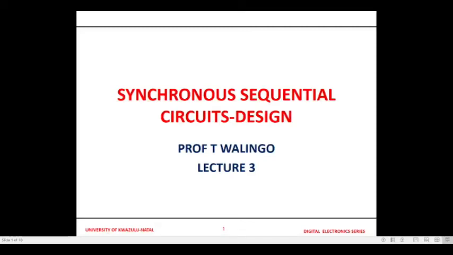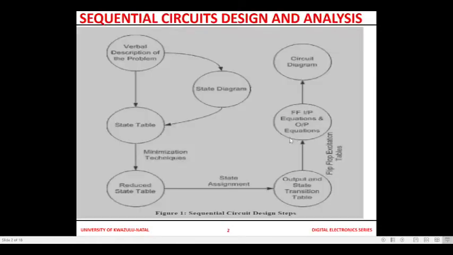Good morning, class. Today we are looking at synchronous sequential circuits design. We have seen that slide before. We've looked at analysis, where you are given a circuit diagram, you look at the flip-flop input equations, then you derive your output state and transition tables, you reduce it. We haven't done that. That is optimization. And then you get the state table, state diagram, and describe.